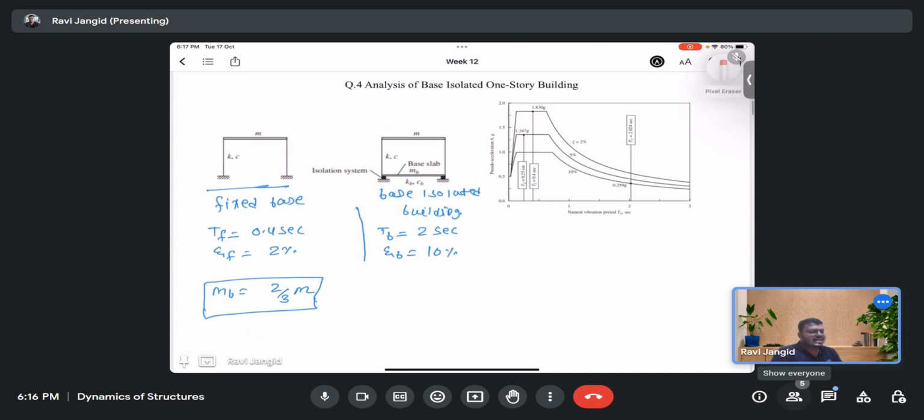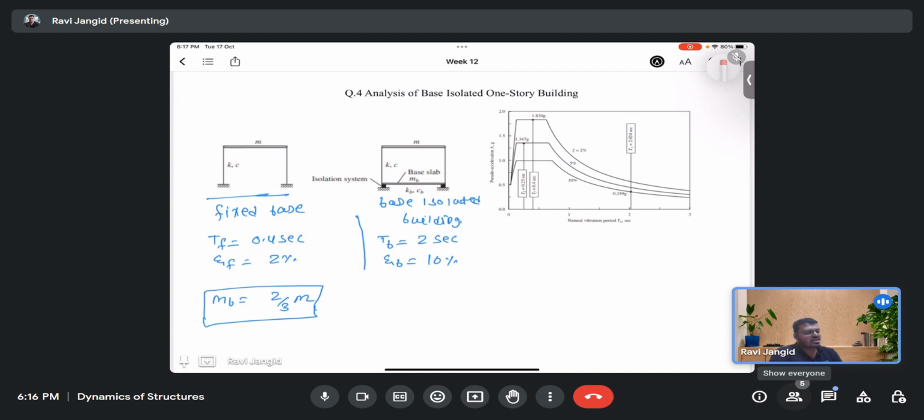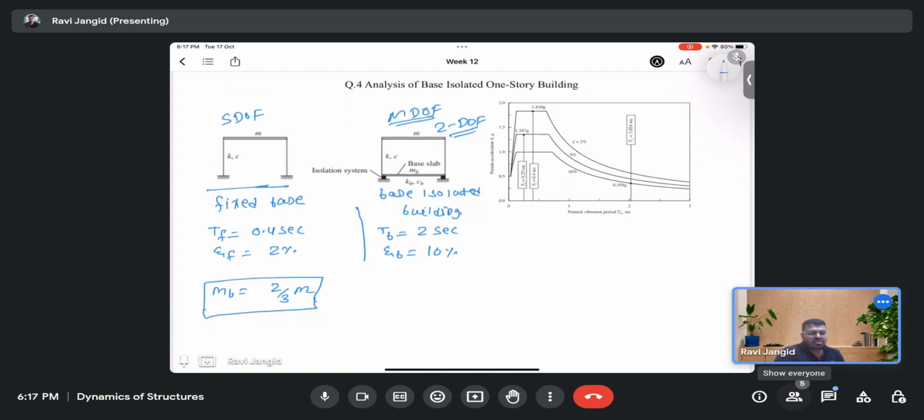It is a single degree of freedom system, and when we add a base isolation to the system, there will be one more degree of freedom. So this is the single degree of freedom SDOF, but this becomes an MDOF, a 2 degree of freedom system, because the base isolator is there. For this, first we need to calculate the modes, the modal time periods.